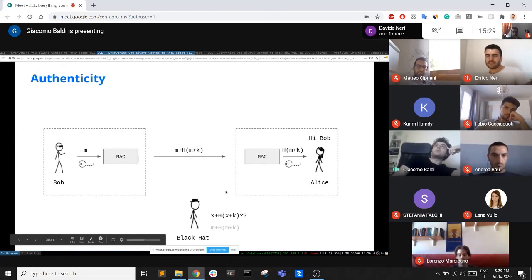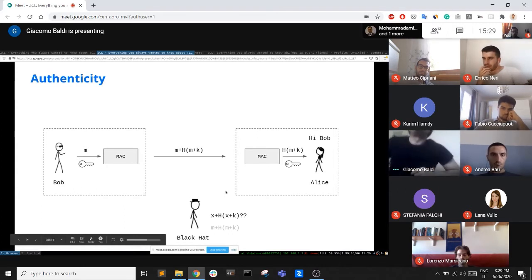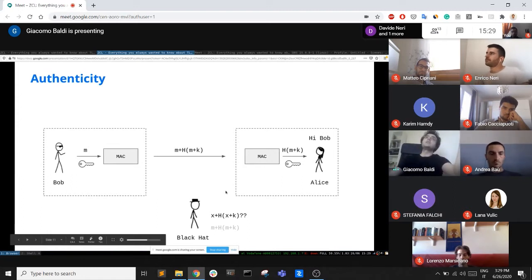Another property that we want to obtain with cryptography is authenticity. Okay, authenticity is a property of the message, not of the communication. Okay, it's the property that a message can be proved to be created only by a specific entity. In this case, we want a way, an algorithm for Bob to create a message and for everyone else to say, okay, this message can only be created by Bob.